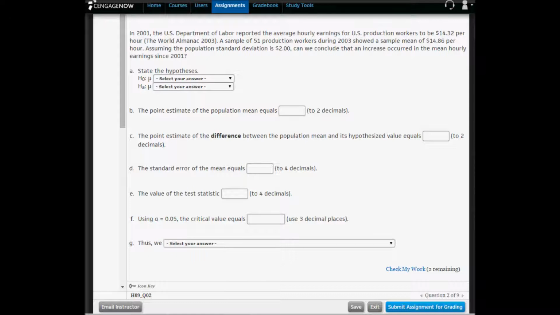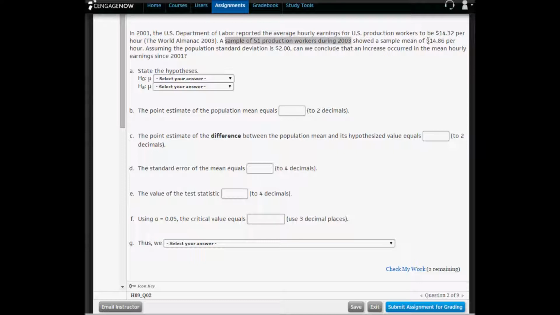In problem 2, we're going to test whether or not an increase occurred in the mean hourly earnings. In 2001, the mean hourly earnings for U.S. workers was $14.32. To determine whether mean hourly earnings went up between 2001 and 2003, we have taken a sample of 51 production workers during the year 2003.